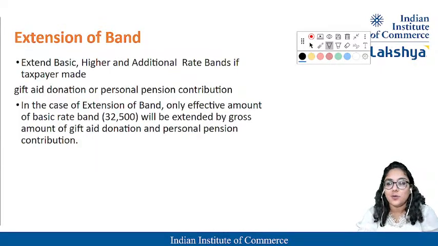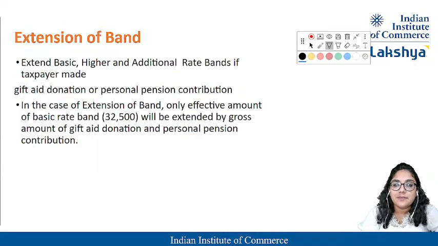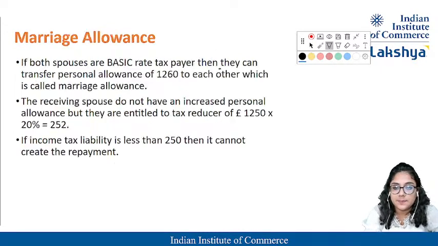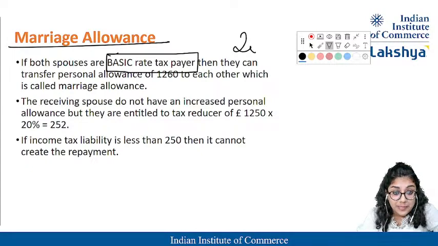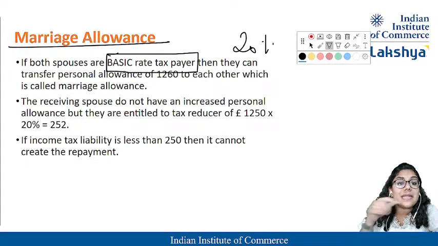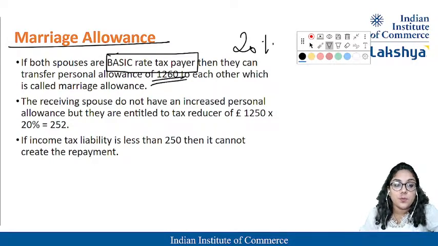Need not worry, guys. Over here, there are 3 things: extended basic and additional bands. Marriage allowance, guys: if both spouses are basic rate taxpayers, this is important. I told you, they should not be so rich. It should be basic rate taxpayer, meaning 20% only. Then only you can transfer, and that too a maximum of 1260. And you know what we were doing: 1260 into 20%.